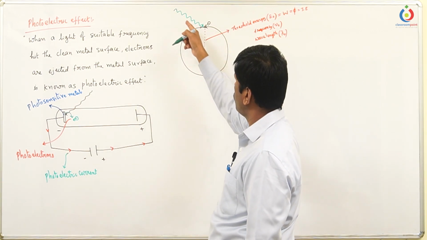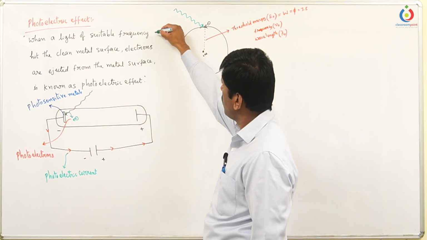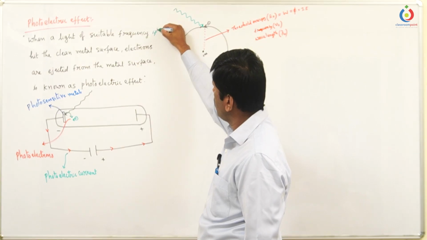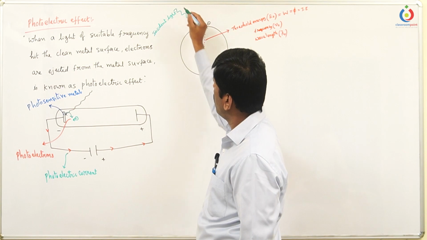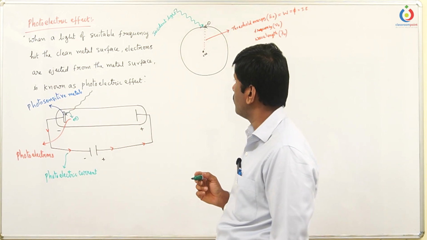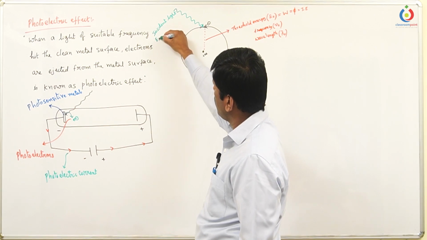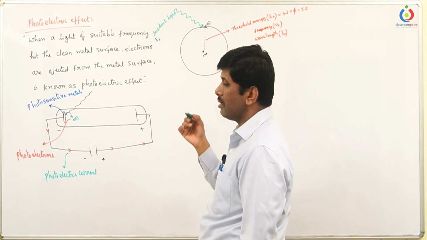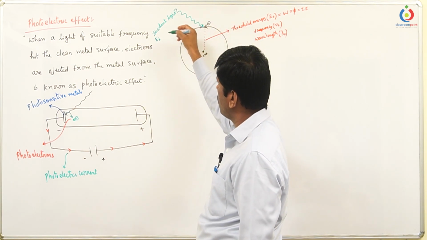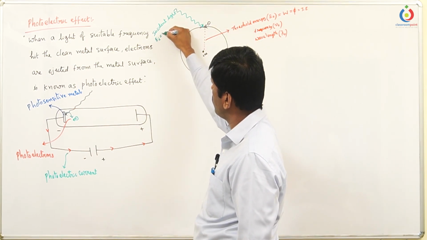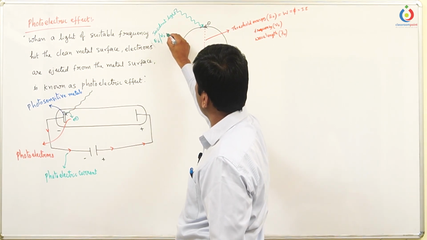And before that, whatever light hits the clean metal surface is known as the incident light, or incident radiation. This energy is represented by the symbol E I, that is incident energy. In terms of frequency, it is called the incident frequency, that is nu I.